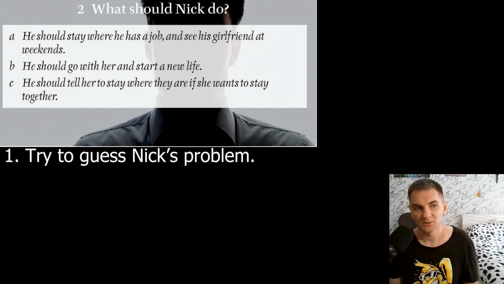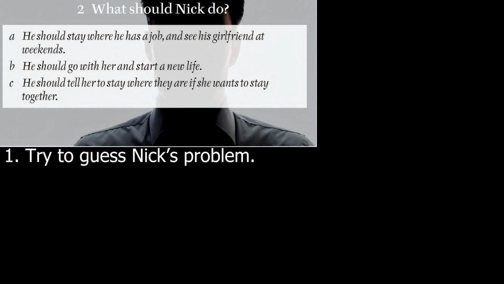Number 2. What should Nick do? A. He should stay where he has a job and see his girlfriend at weekends. B. He should go with her and start a new life. C. He should tell her to stay where they are if she wants to stay together. First, try to guess what kind of problem Nick has. Now it's time to guess.